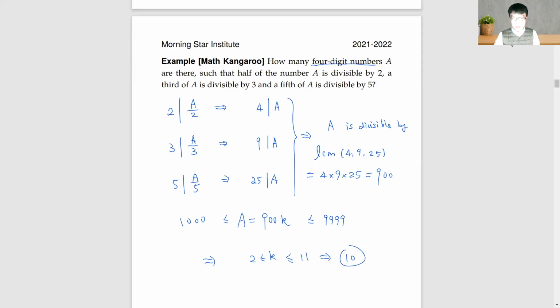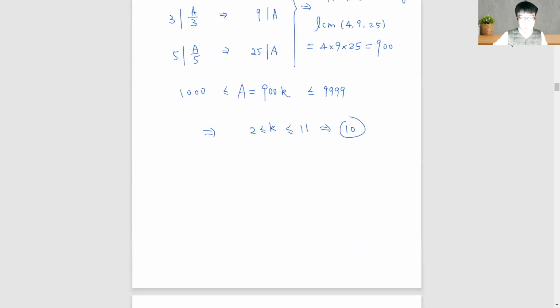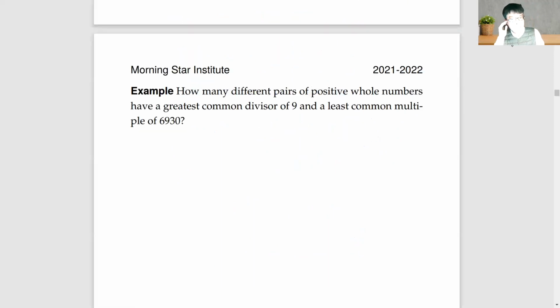Okay, that's LCM. And also, let me do another question related to GCD. Here we go. How many different pairs of positive whole numbers have GCD equals 9 and the LCM equals 6,930? Okay, here we have both GCD and LCM. Let me write down. So how many pairs?